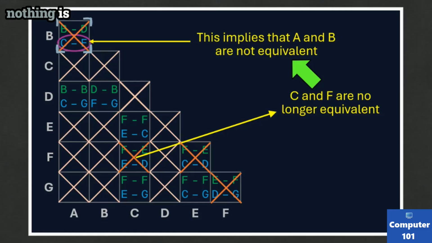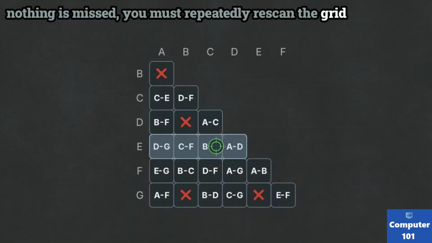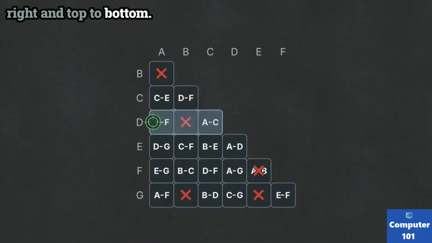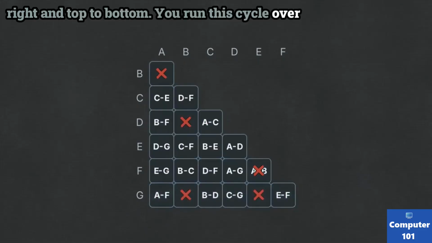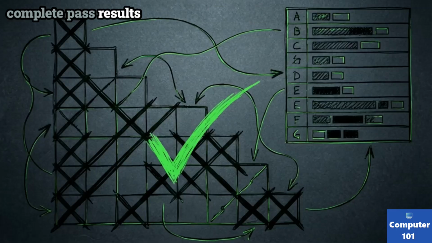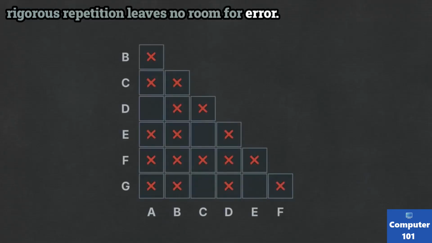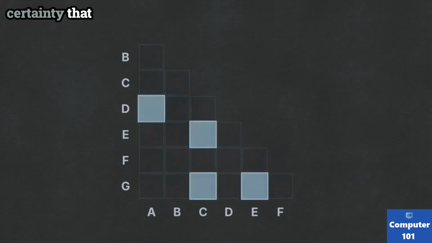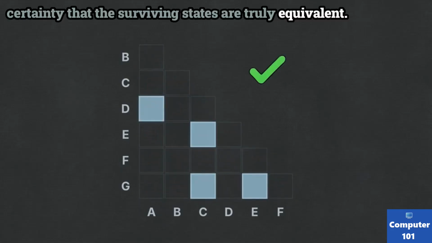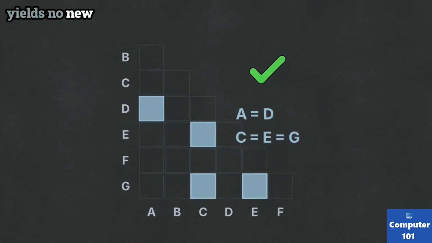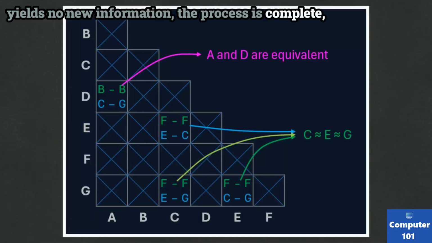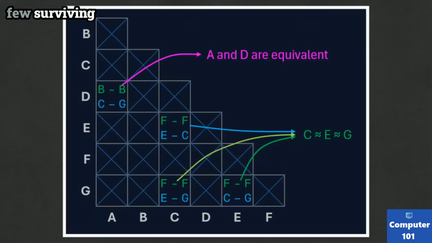To ensure nothing is missed, you must repeatedly rescan the grid from left to right and top to bottom. You run this cycle over and over until a complete pass results in 0 new crossouts. This mathematically rigorous repetition leaves no room for error. It establishes logical certainty that the surviving states are truly equivalent. Once a pass yields no new information, the process is complete, leaving only a few surviving cells.